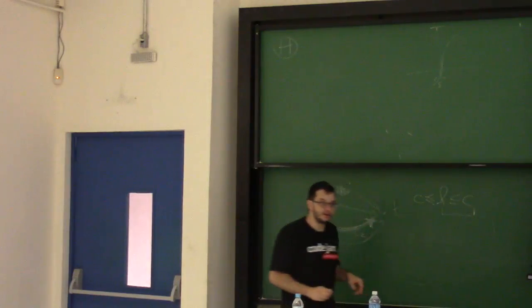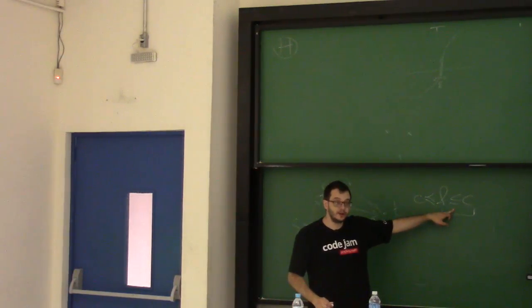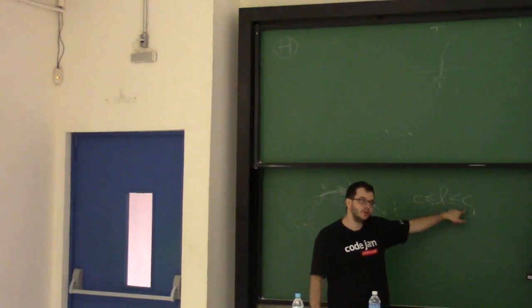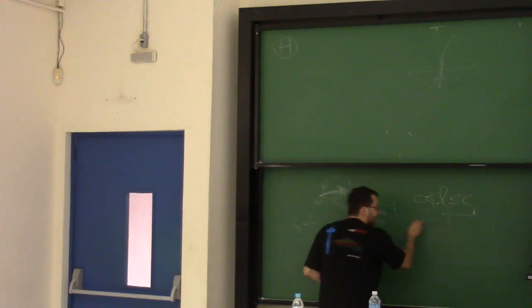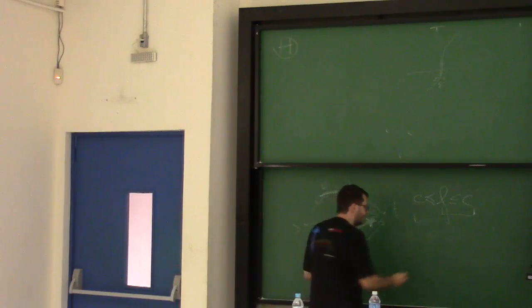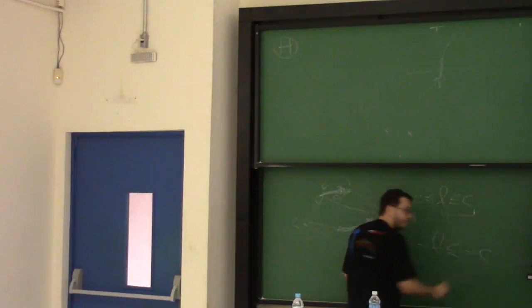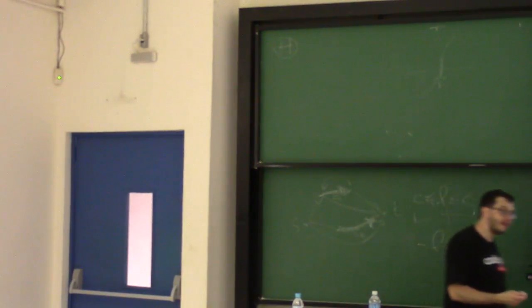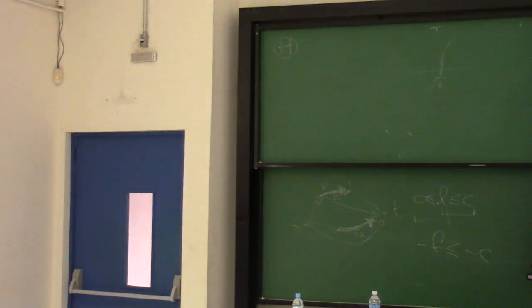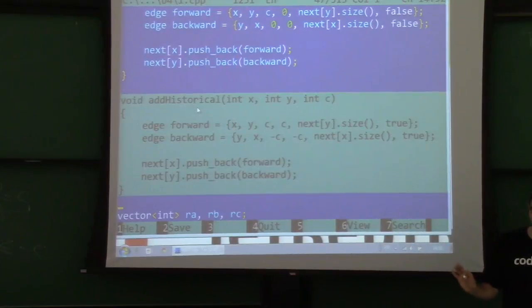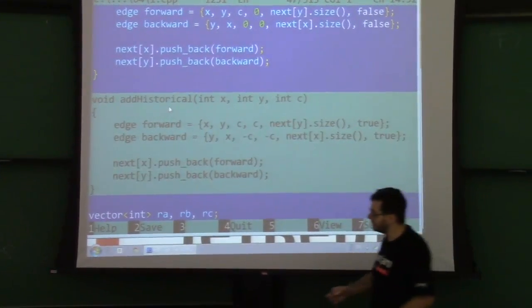And this part of the inequation means just that the forward edge should have capacity C. But this part of the inequation, let's multiply it by -1, means that the opposite edge should have capacity -C. And it is just a requirement to be sure that the flow is exactly equal to C. So when we add an important or historical edge, as it was written in the statement, I used exactly the same code, but the backward edge has capacity -C.